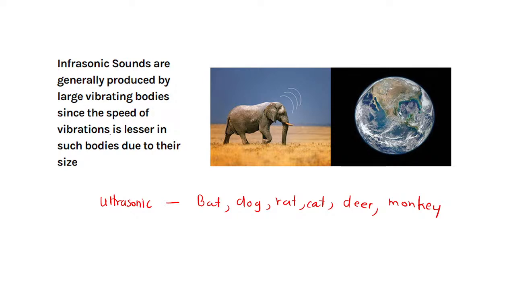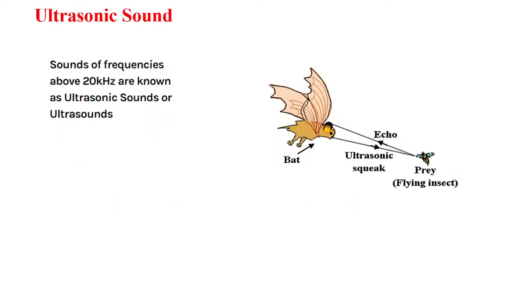Infrasonic sound waves are generally produced by large bodies. So how will you remember which animal? The larger the animal, the lower the frequency of sound it can detect. Frequencies less than 20 Hz can be detected by animals like the elephant, rhino, and whale. All these are big animals. The smaller the animal, the higher the frequency it can detect, like the bat, dog, rat, cat, deer, and monkey. All these animals can detect ultrasonic sound.